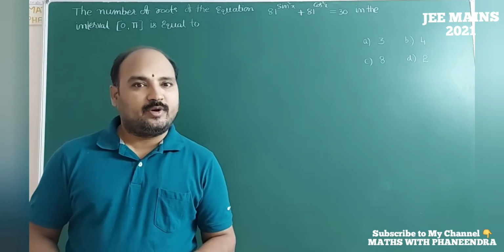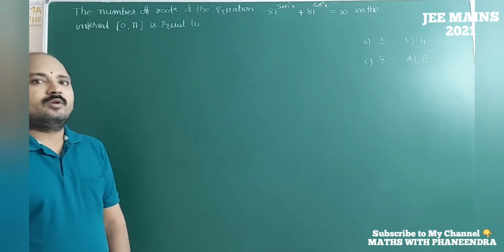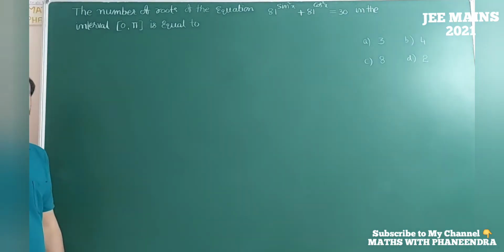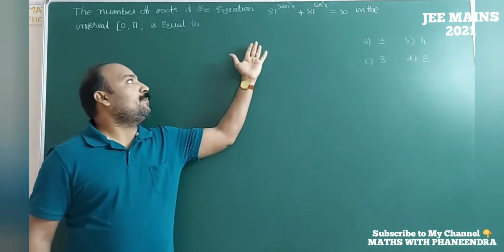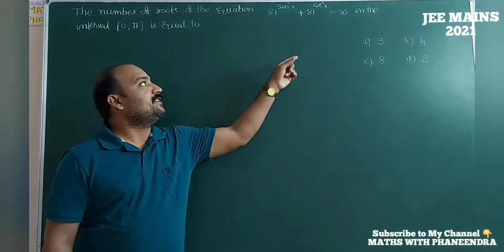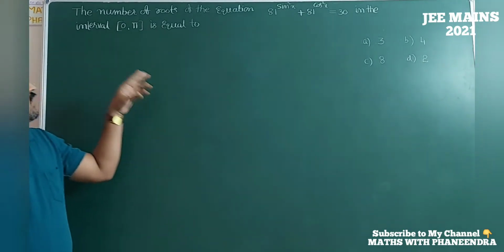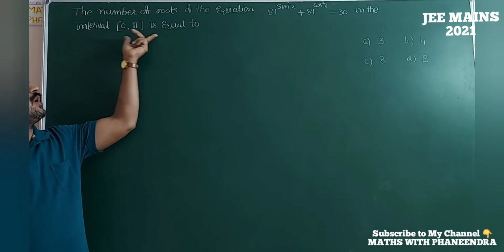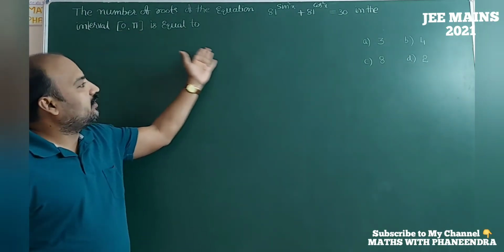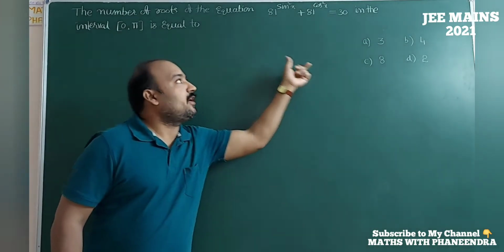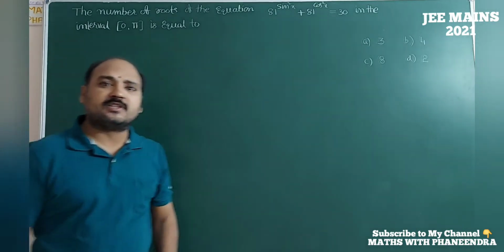In this video, we are discussing trigonometry JEE Mains 2021. Let us have a discussion. The first question: the number of roots of the equation 81 power sin square x plus 81 power cos square x equal to 30 in the closed interval of 0 comma pi is equal to. So how many roots are there for this given equation in the closed interval of 0 comma pi? These are the options available.